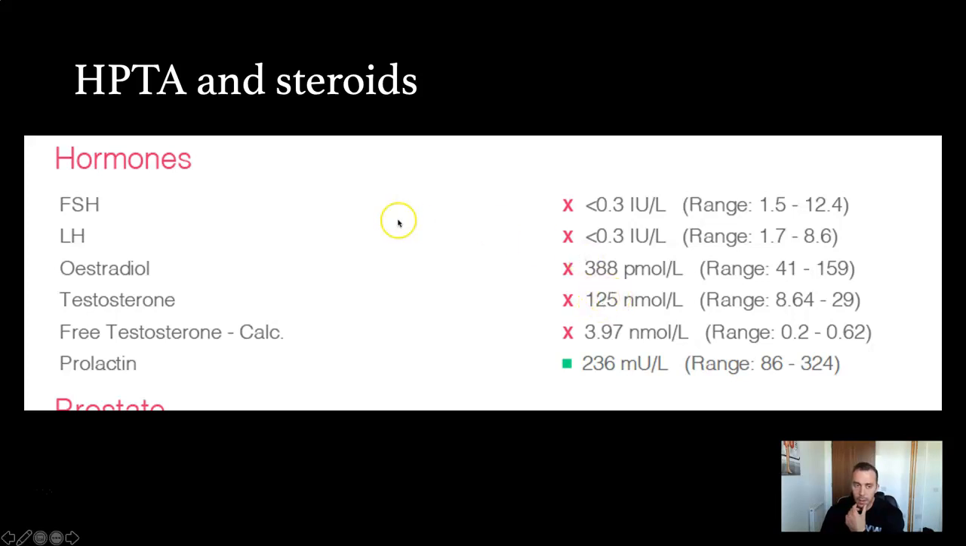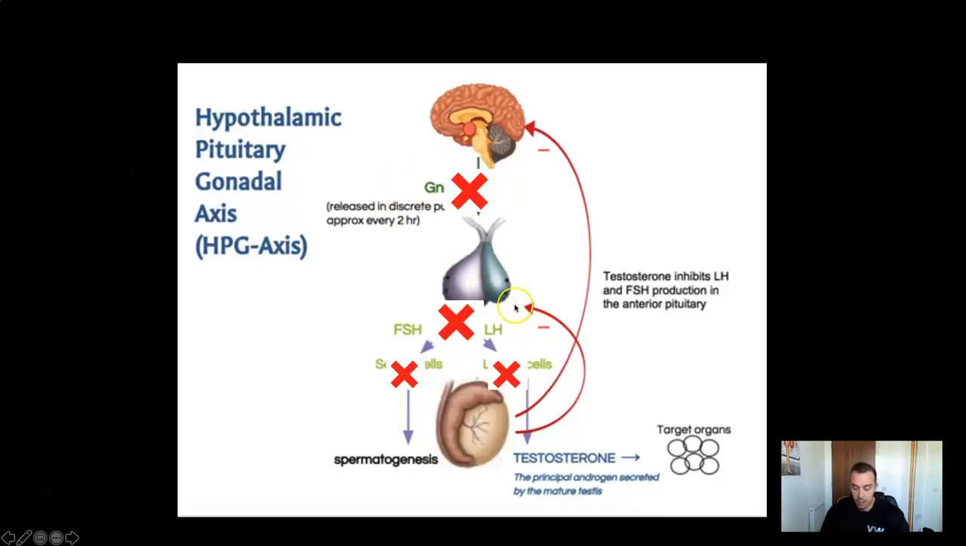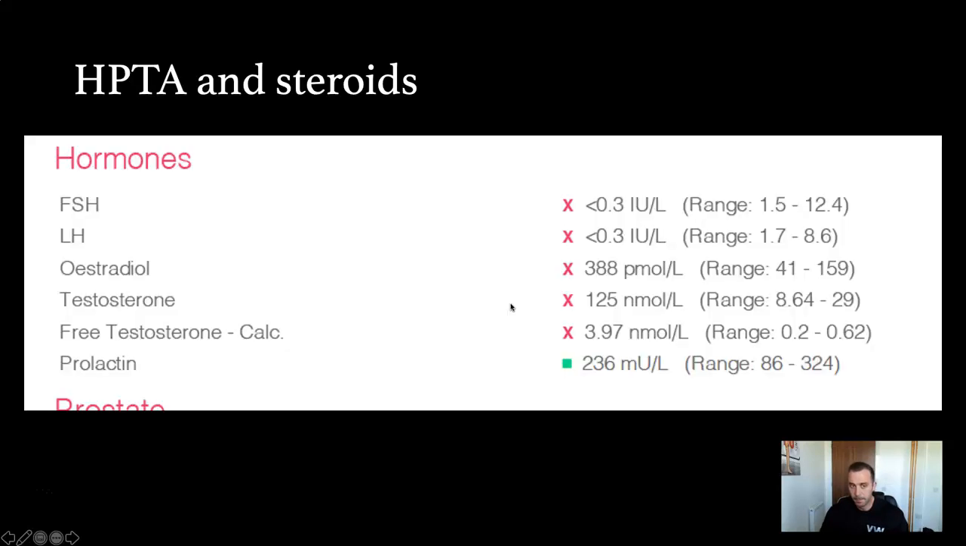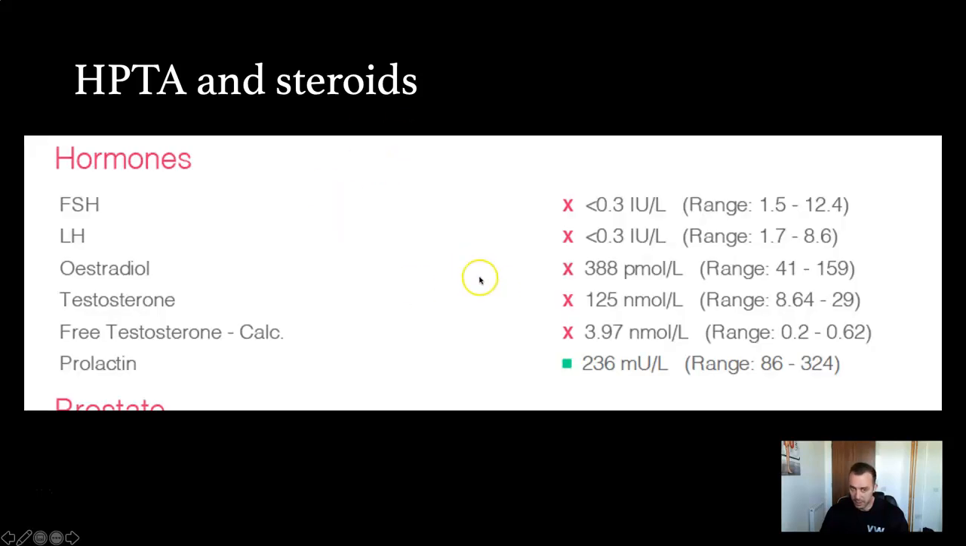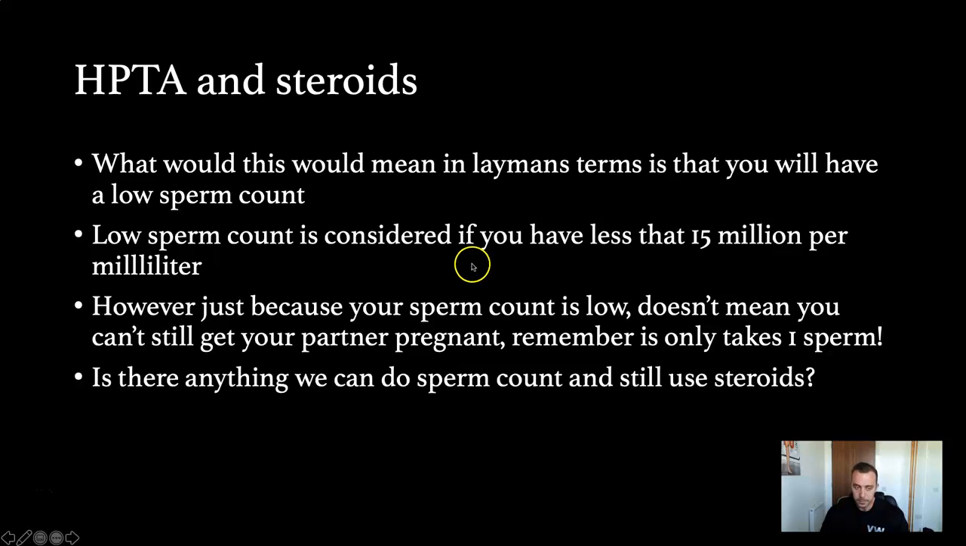But we know that sperm production, not just sperm production but sperm motility as well, is quite low. Now that's really important: not only being able to produce enough sperm, but produce sperm that are able to swim up the fallopian tubes and fertilize an egg if you're trying to conceive. But everything in layman's terms, what would this mean? It's just going to mean that you're going to have a low sperm count. So at that point, I had a low sperm count for sure.